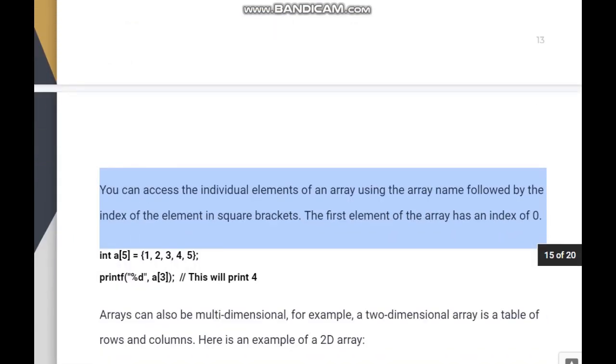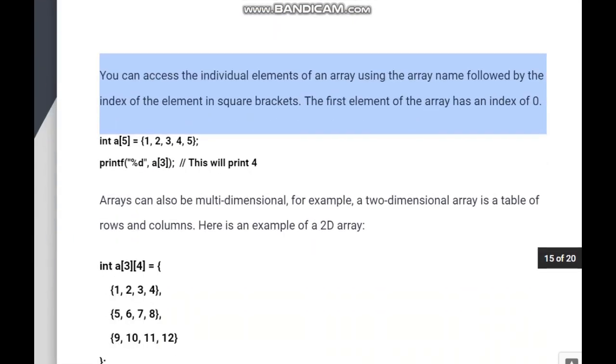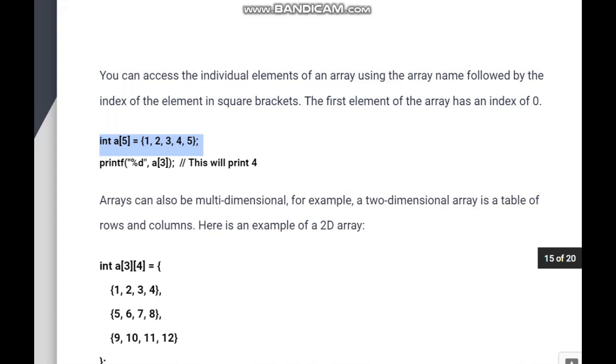You can access the individual elements of an array using the array name followed by the index of the element in square brackets. The first element of the array has an index of 0. int a[5] = {1, 2, 3, 4, 5}; printf("%d", a[3]); This will print 4.